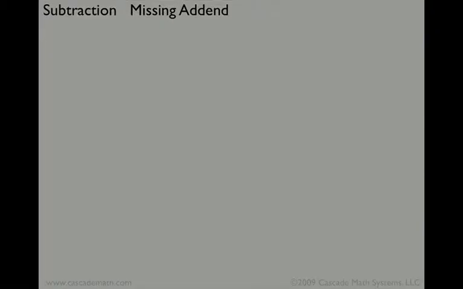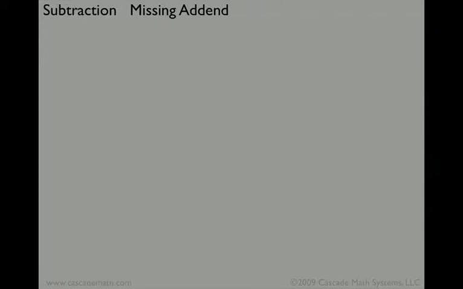Another type of problem asks us how much we need to add to a number to reach a larger number. This is called a missing addend problem because an addend is the name we give a number we are adding to another number. We still use subtraction to get our answer, but the problem is worded a little differently. Let's work a few of this type problem.